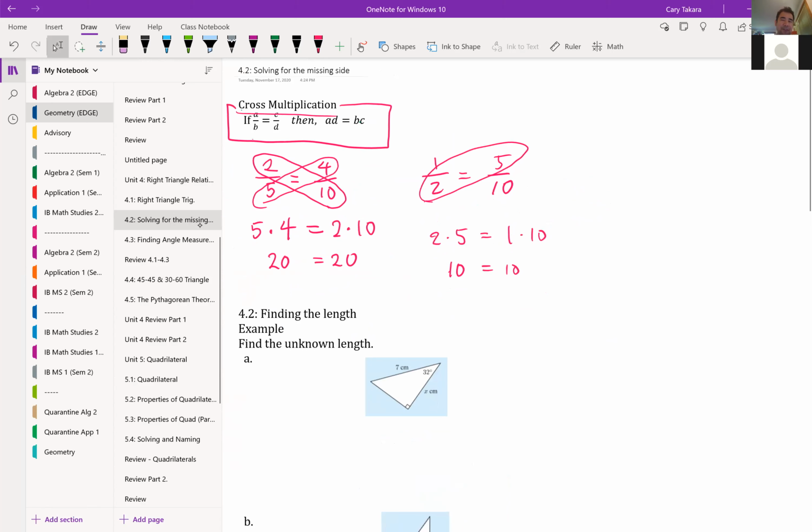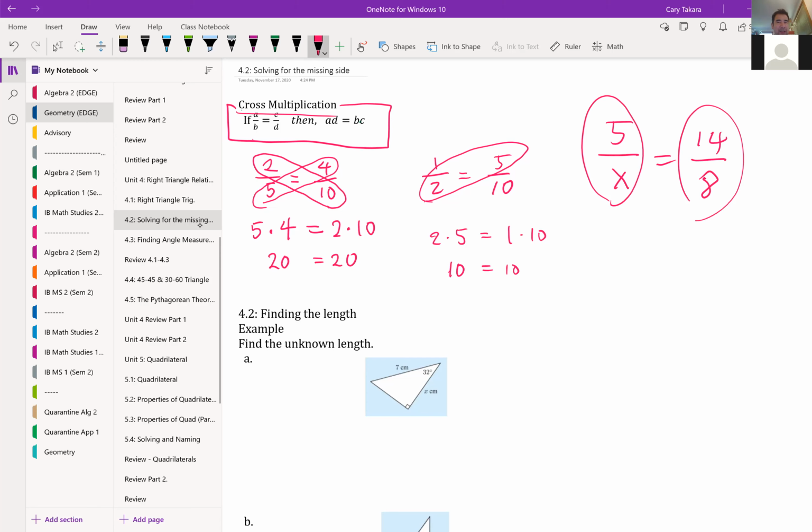For example, if you have something as simple as 5 over x equals 14 over 8, and you have to solve for x. Even though it's not terribly complicated, it can be difficult, right? Especially since x is in the denominator. But if you have two fractions equal to each other, then you can use cross multiplication.